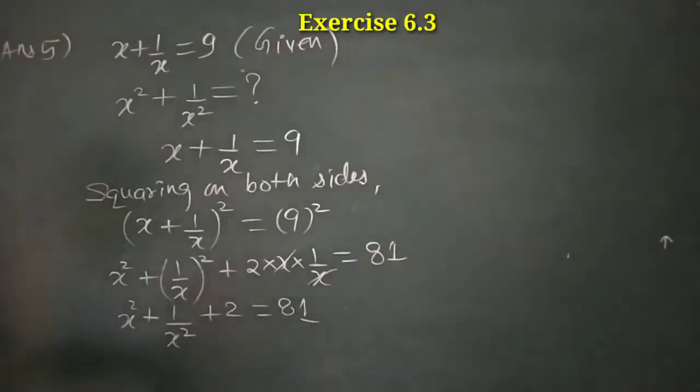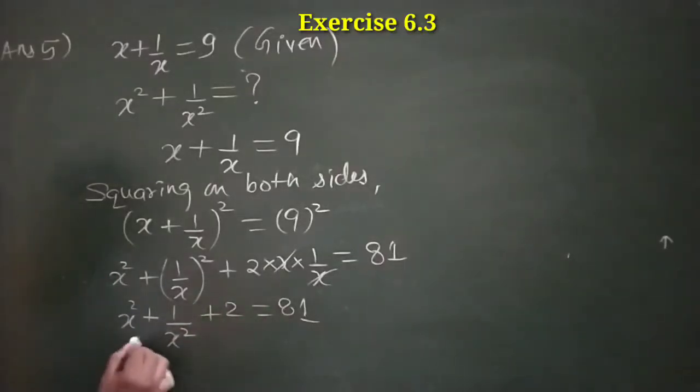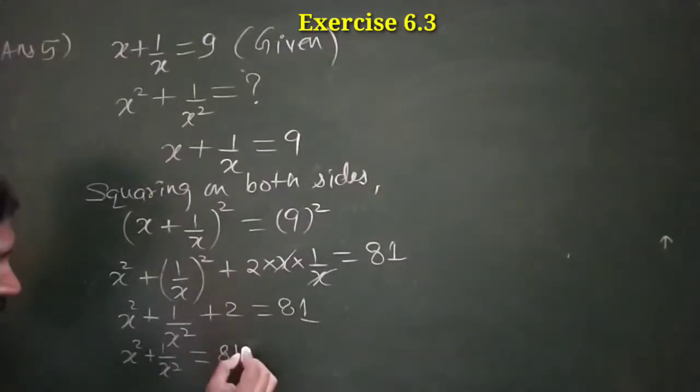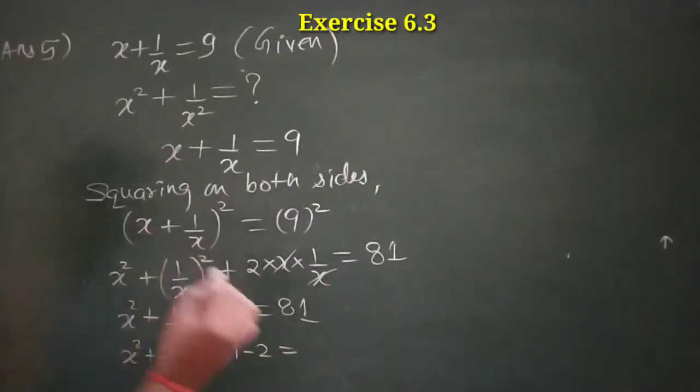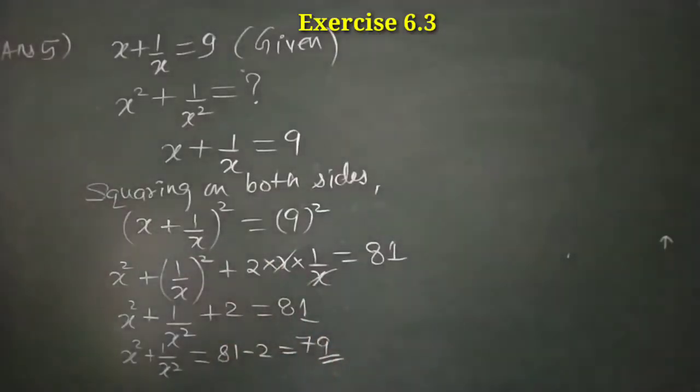We have to find out the value of this thing only, so transpose 2 to the right hand side, means x square plus 1 upon x square equals 81 minus 2. 81 minus 2, how much? 79, which is our needed answer. Okay, note it.